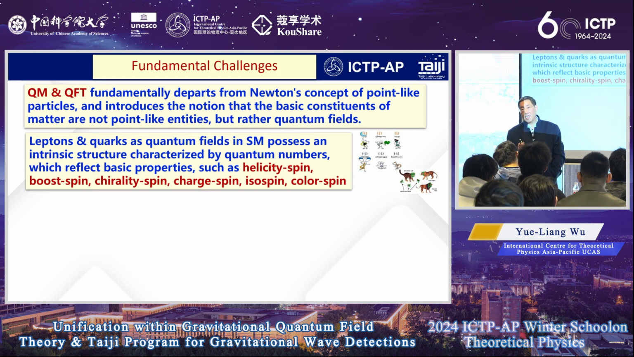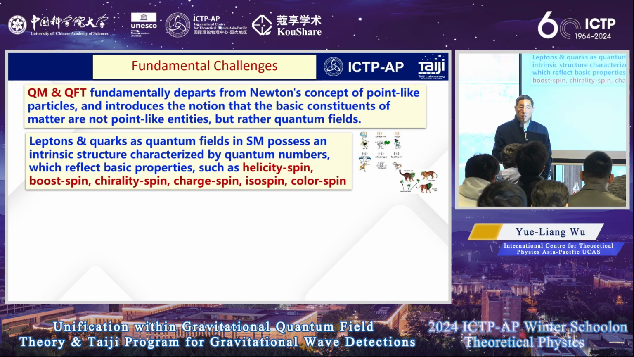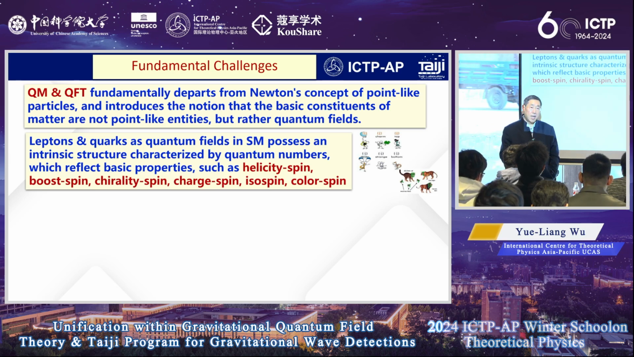Here we just discuss quantum field theory extending Newton's concept of the point particle, directly from the point particle to the field, to the quantum field. The standard model of quantum field theory is based on this framework. The leptons and quarks are quantum fields in the standard model. They have some intrinsic structures which characterize the symmetries, that means their independent degrees of freedom or quantum numbers determine the symmetry. And when you gauge these symmetries, you introduce gauge fields.